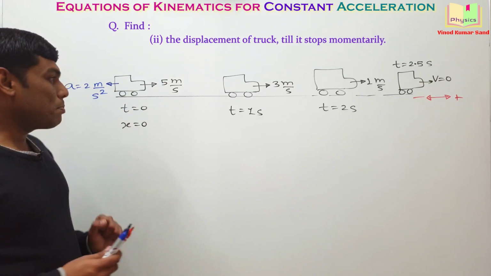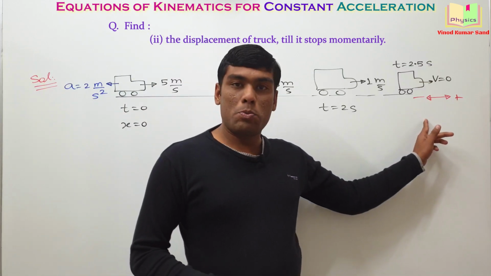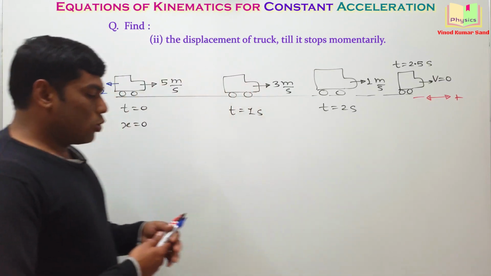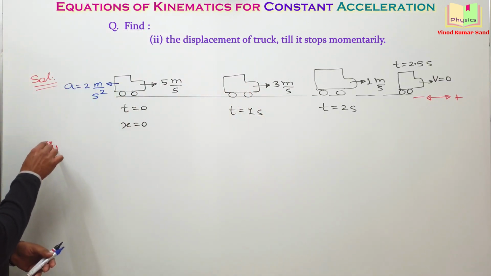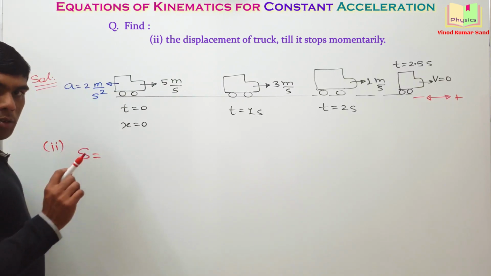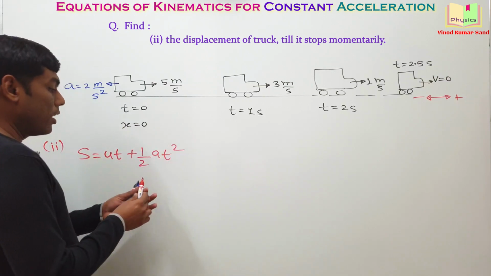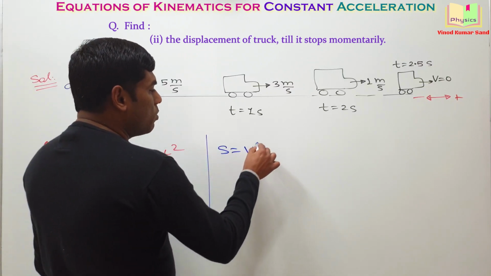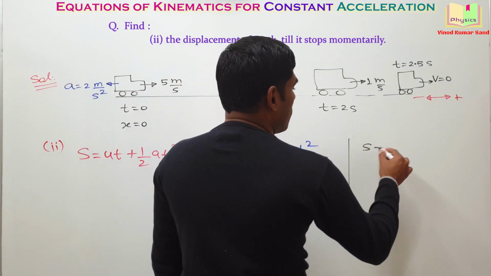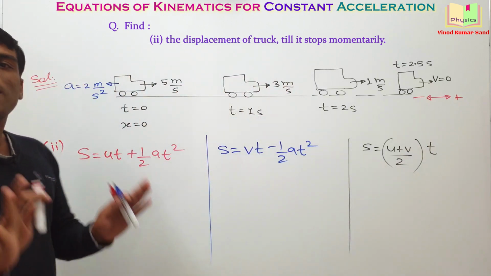Now solving the second part of the question, we need to find the displacement of the truck till it stops momentarily. It stops momentarily at t is equal to 2.5 second. So which equation should we use for solving the second part? Actually, you can use any format of the second equation of kinematics. Either you can use s is equal to ut plus half at square, or s is equal to vt minus half at square, or if you wish you can use s is equal to (u plus v) by 2 into t. Any equation will give you the same answer only.